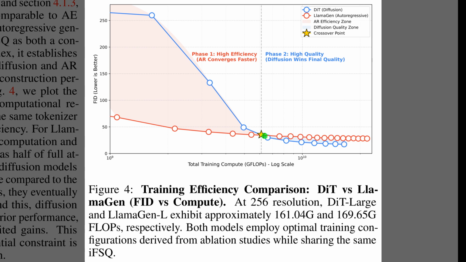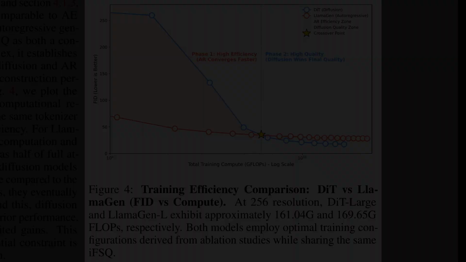But look at the crossover point, marked by the yellow star. Once we pass that threshold, the blue diffusion curve keeps descending to a superior final score, suggesting that while autoregressive models are efficient starters, diffusion models ultimately win on maximum quality.